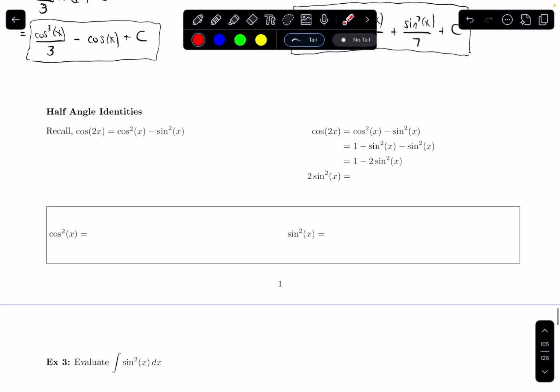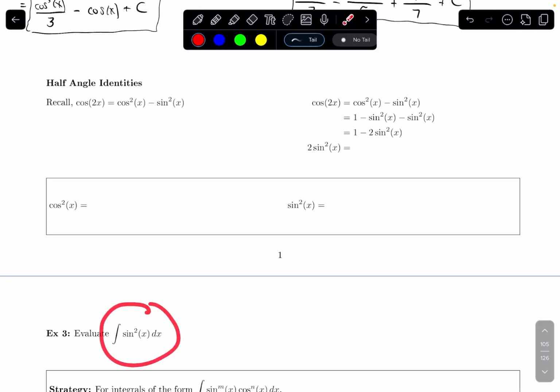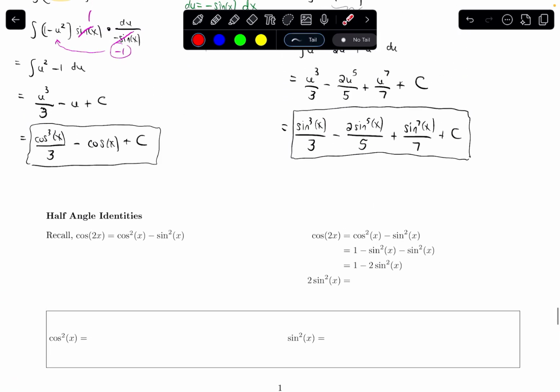Before I do an example where I just have sine squared, we're going to need some other trig identities to help us with this. These are called the half-angle identities. I'm going to need an identity for cosine squared and for sine squared. To get those, I first need to remember the following trig identity, which says cosine of 2x equals cosine squared minus sine squared of x.